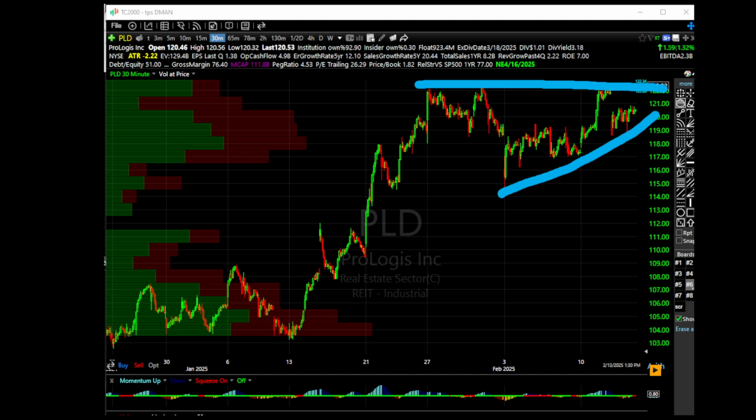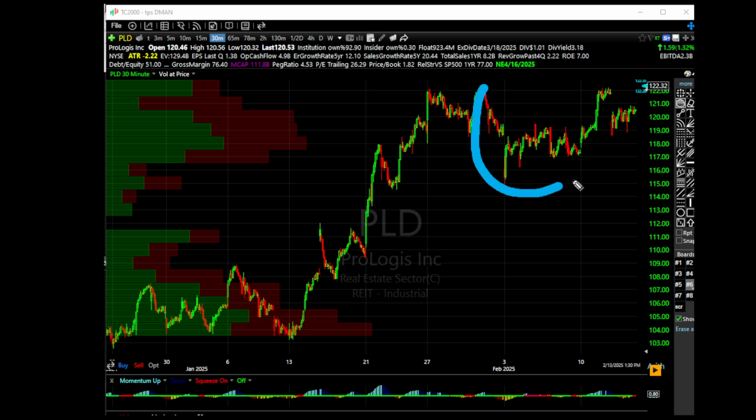Well, guess what? It's also kind of like a cup and handle. What is a cup and handle? It's kind of like an ascending triangle, right? So you've got quite a few patterns setting up here that are bullish. So would you guys like to be a part of this if it breaks out?